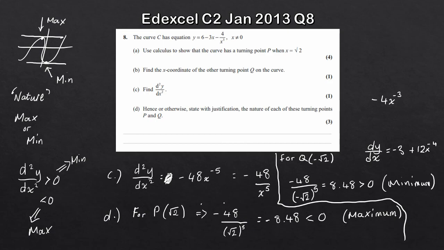So therefore, P is the maximum, so that would be P, for example, and that would be Q. That was just a rough sketch. It might look nothing like that, but just to give you an idea there. So that's that question fully done, and that brings us to the end of this video.